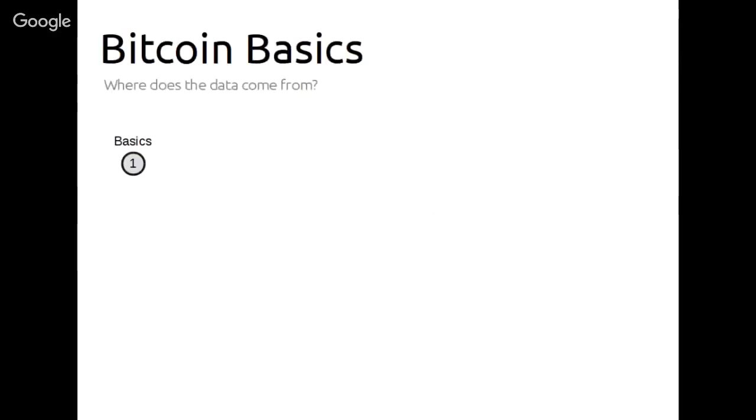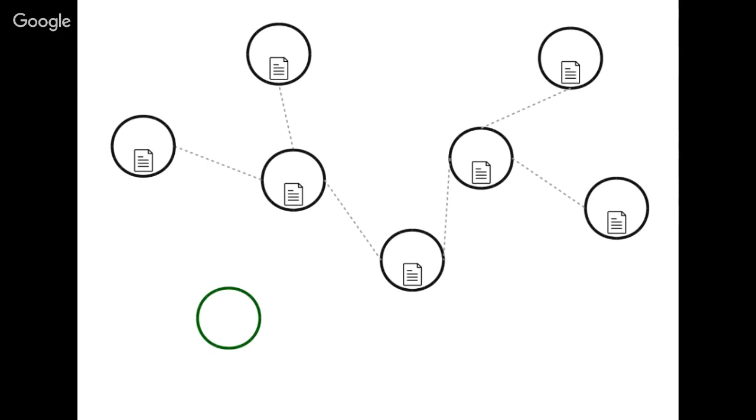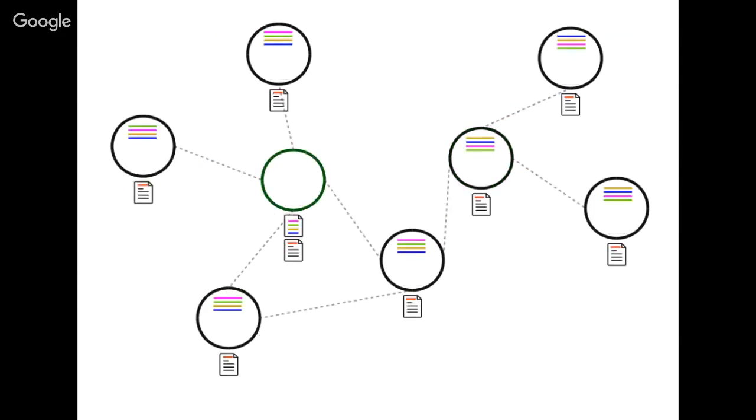So that's the first part done. That's just the basics of how Bitcoin works and how the data gets added to the file and how you can just join the network and get your copy of the same file.